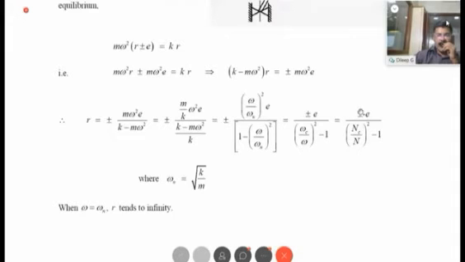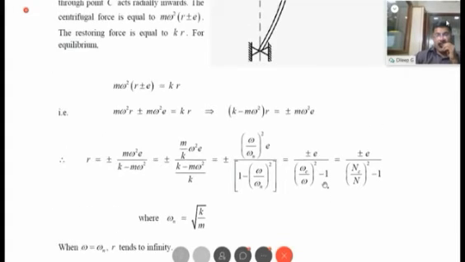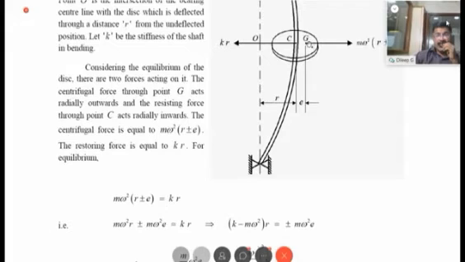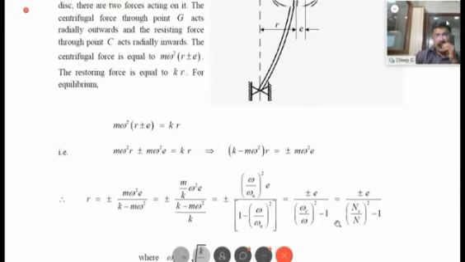R is equal to plus or minus E divided by (NC divided by N, the whole square, minus 1). This derivation is very important. Just study this derivation. It's very simple also. R is the maximum central deflection due to dynamic load. Dynamic load means when it is rotating, the centrifugal force. That is a dynamic load. So R is the central deflection due to dynamic load.